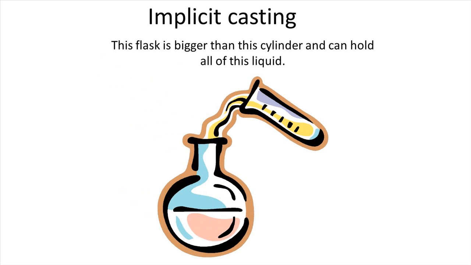Now, here's a more reasonable example. You know this big flask can hold more than a completely full graduated cylinder. So, if this graduated cylinder was completely full and you dumped all of the contents into the flask, it would hold it no problem. When you are certain that one type of container can hold another type of container's contents no matter how full it is, then you are using what is known as implicit casting.